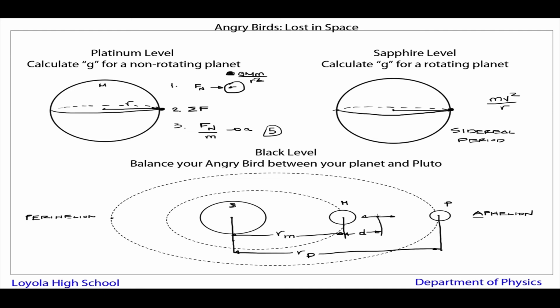So this is a force type problem. You draw an FBD and we sum the forces. We just have to be careful about the different distances. So that's the black level. Where can I put the Angry Bird so that it's balanced between two planets given this radii information and given the masses of the planets? So this is a briefing on the different levels, platinum, sapphire, and black level. And all these answers we'll do to 5 decimal points so we can get a pretty exact number because the data that I've given you is pretty precise.